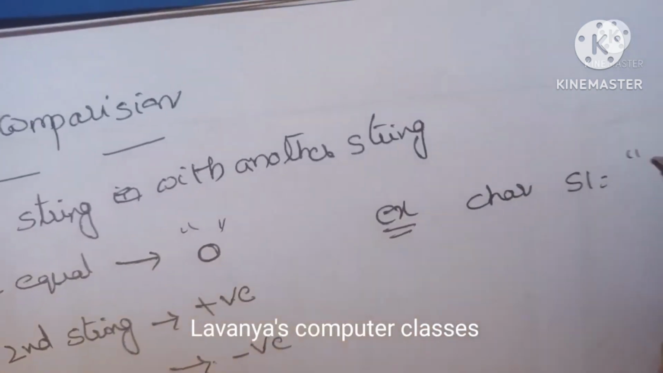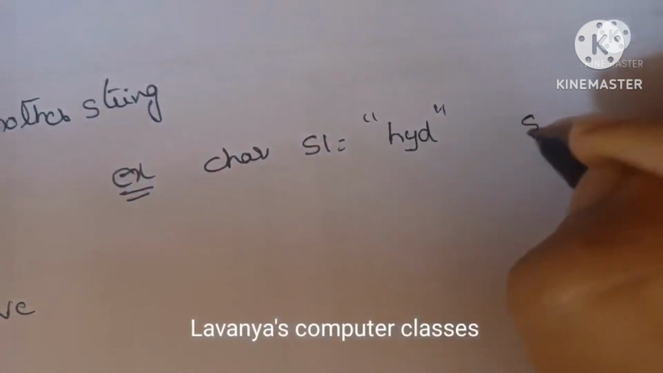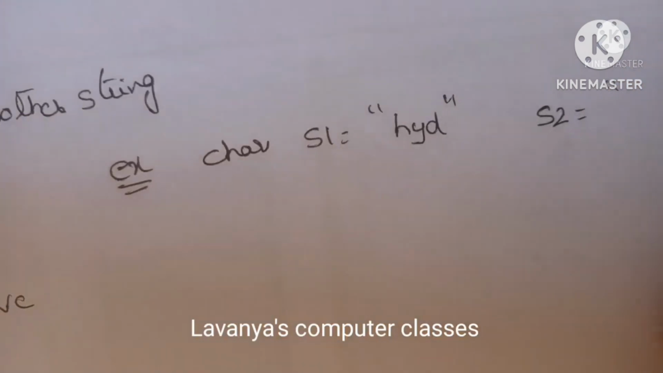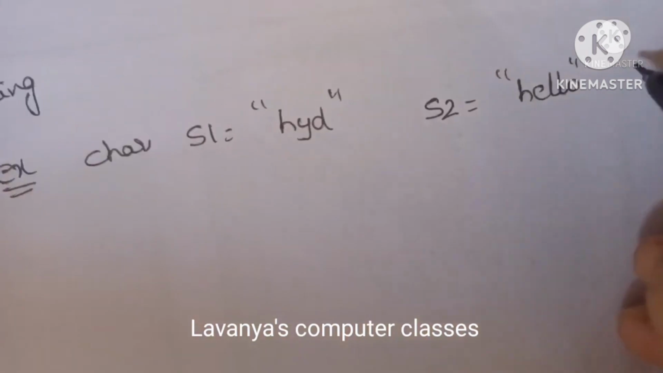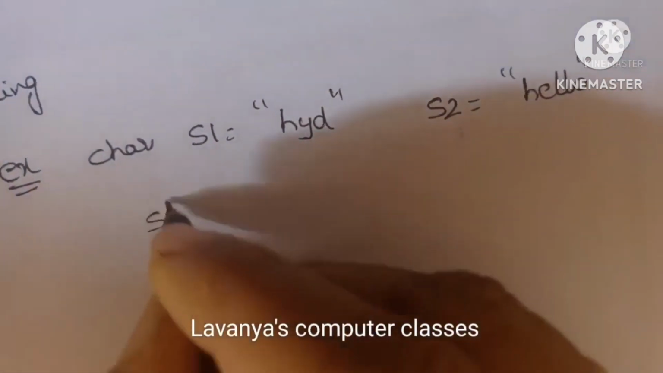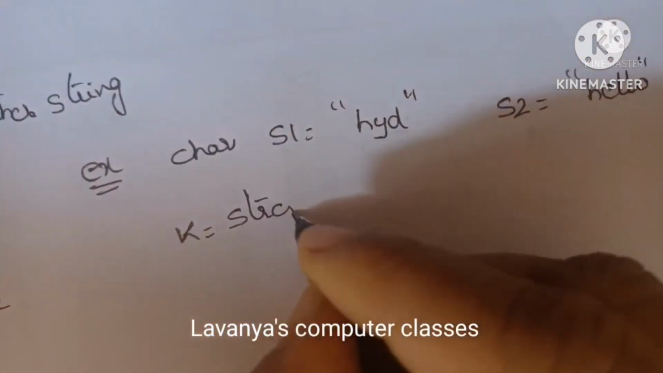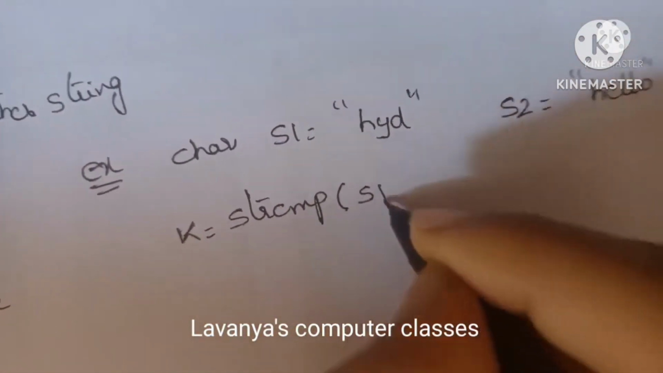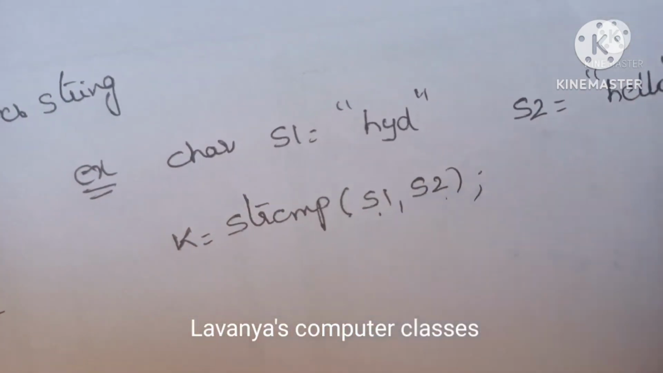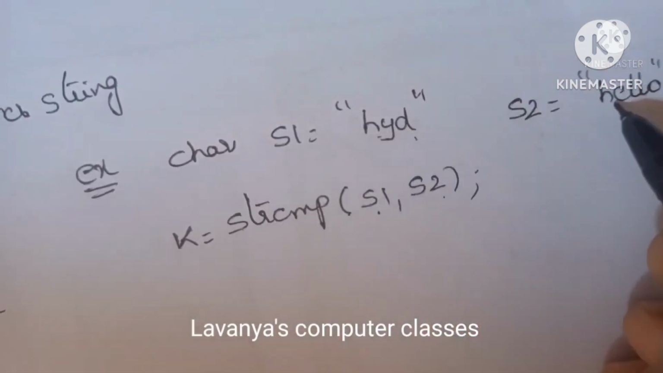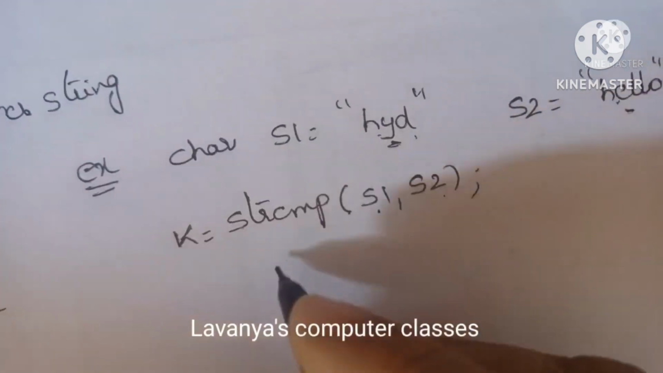other than 0. For example, I am defining two strings, character s1 equal to HYD, and similarly define s2 also, s2 equal to hello. So there are two strings s1 and s2, s1 value is Hyderabad, s2 is hello. strcmp, string comparison. I am assigning to the variable k equal to strcmp s1 comma s2. If you do it like this, comparing s1 value and s2 value. What is s1 value? HYD, s2 value is hello.